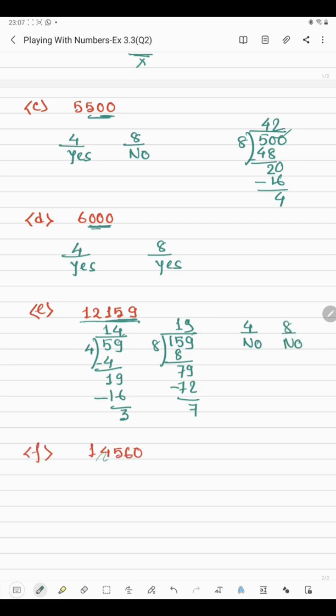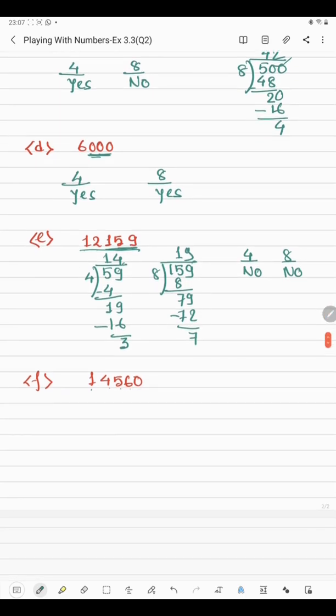Now in the next part we have 14560. Again we need to take the last 2 digits, which is 60. Now we'll divide by 4. So 4 ones are 4, 6 minus 4 is 2. 0 will come down. Now 4 5s are 20. So we have got 0 as remainder. So if 60 is divisible by 4, then this whole number also will be divisible by 4. So we will write yes.